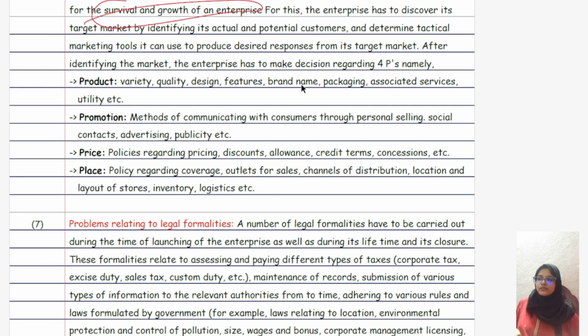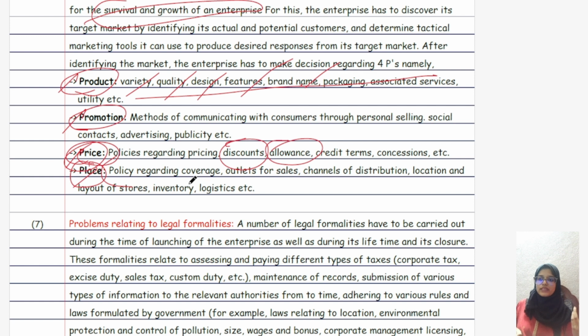And when you take a decision about marketing, these are the four things you have to keep in mind always. Product: what kind of variety, quality, design, features, brand name, everything. And promotion: in what way are you selecting to promote your product? Are you using social media? Are you paying movie stars so they can endorse your product? You should also see the price: how much price you're charging, the discounts you're allowing, the allowances you're getting, and the place.